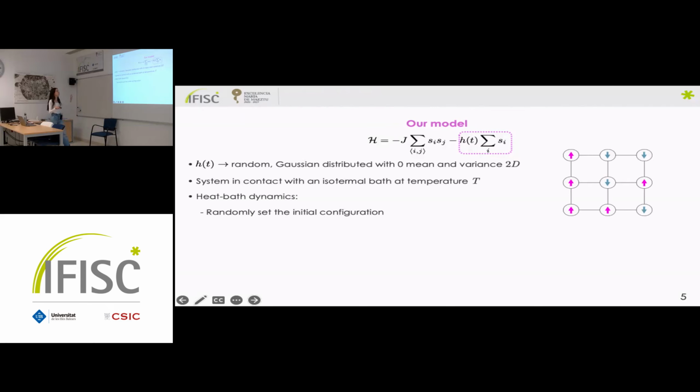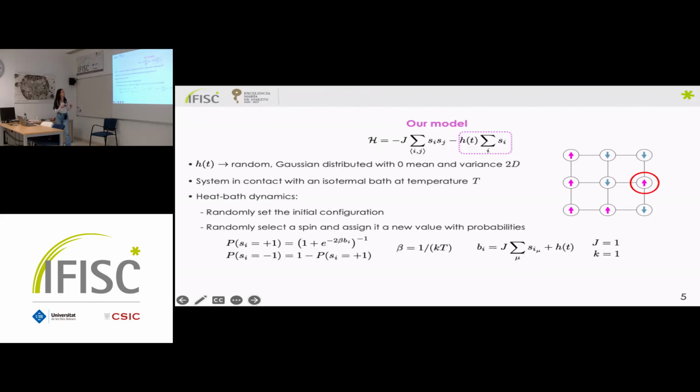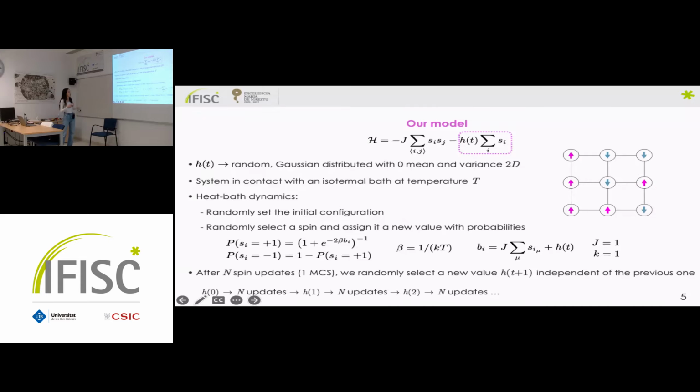So at the beginning, we randomly set the initial configuration, and then at each step, we randomly select a spin and we assign it a new value +1 or -1 with these probabilities here. After n spin updates, which constitute 1 Monte Carlo step, we randomly select a new value of the random magnetic field independent of the previous one. So the idea is like this. We sample an initial value of the random magnetic field H0, we perform n spin updates, we sample a value of the magnetic field H1, we perform n updates, and so on.